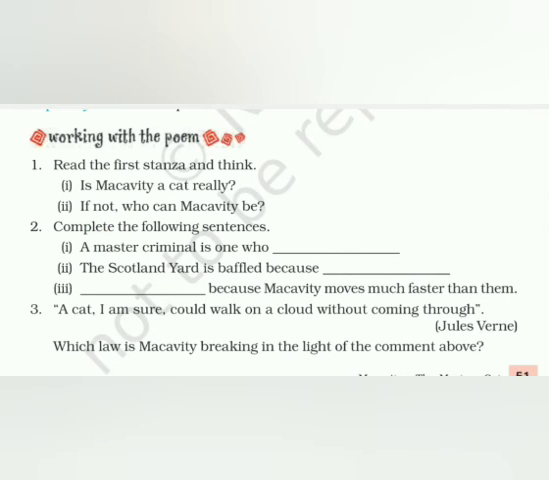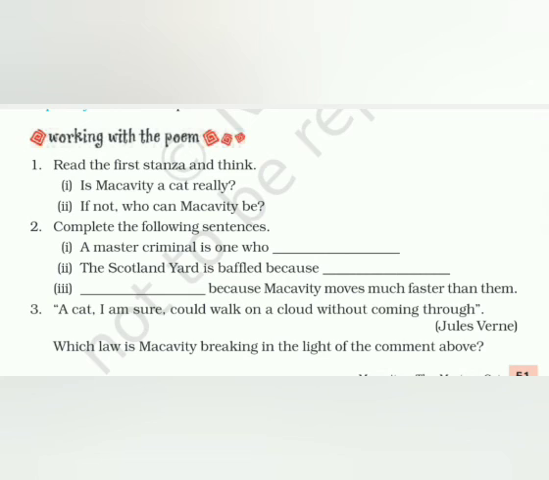Now coming to the working with the poem. Read the first stanza and think, is Macavity a cat really? If not, who can Macavity be? If you think he's not a cat, then who can he be? Complete the following sentences. A master criminal is one who dash. Please find the answers yourself. The Scotland Yard is baffled because. Why are they baffled? Why are they confused? It means, okay.